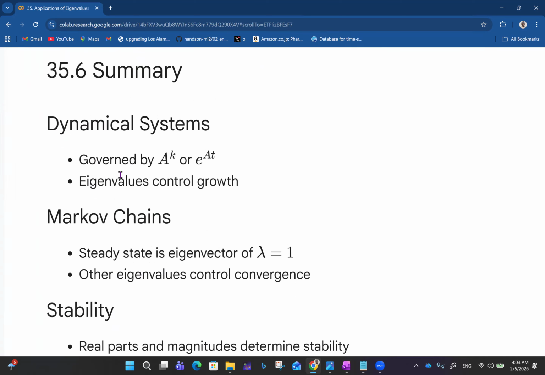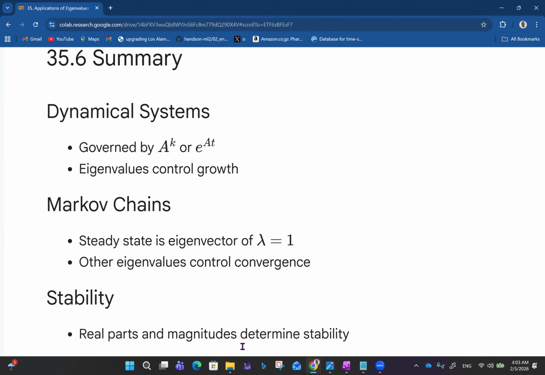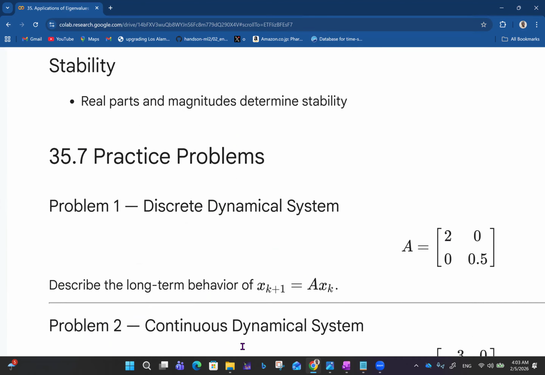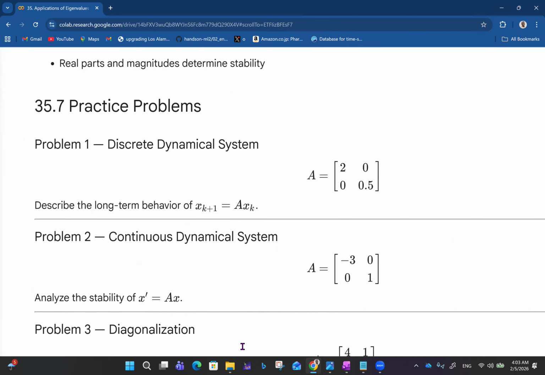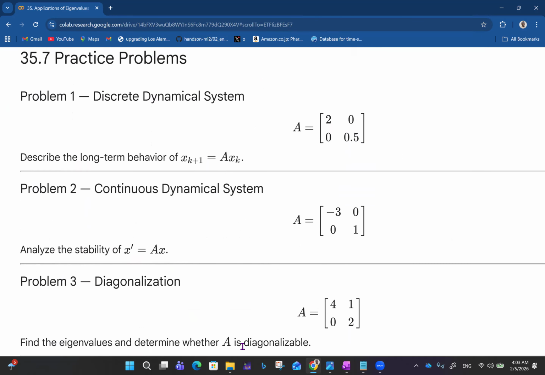So dynamical systems, they are governed by the matrix A raised power k or e raised power At, and eigenvalues control growth. Then for Markov chain, steady state is eigenvector of lambda equals 1. Then other eigenvalues control convergence. Then for stability, real parts and magnitudes determine stability. So you can see stability and dynamical systems are somewhat connected, because by the time I teach dynamical systems, you're going to see the concept of stability is a big deal there.